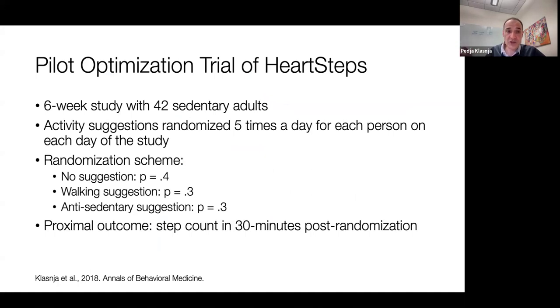So for activity suggestions, this was done 5 times a day, where 40% of the time the person would not receive any kind of suggestion, and then 30% of the time each, they would get either a walking suggestion or an anti-sedentary suggestion. And the proximal outcome that we were looking at here, the outcome of each of those randomizations, was the number of steps in the 30 minutes following that randomization. So very much a near-term outcome, right?